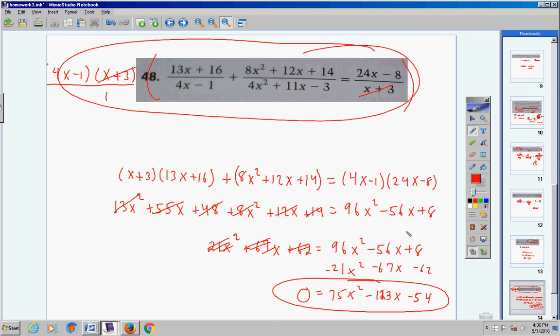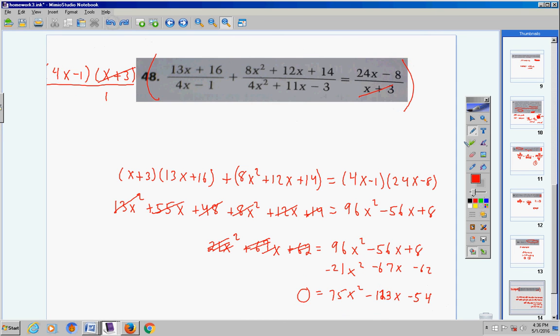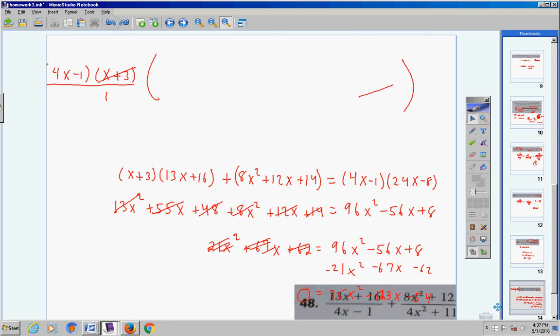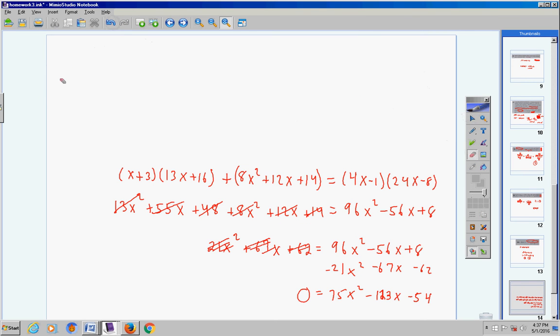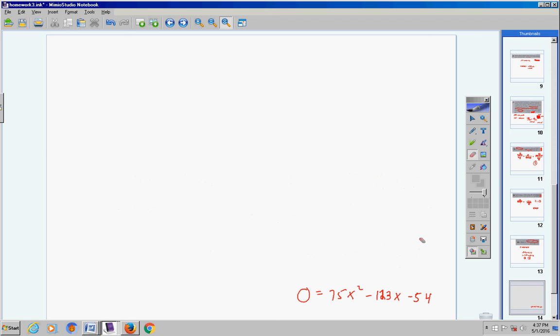Okay, so let's go ahead and clear off the screen here and get some room to work. Now, you can factor this, and feel free to if you want to. I'm usually a very big fan of factoring. However, in this case, you're going to have to take 75 times negative 54, then try to find factors for that number, that's going to be really tough to do. So in situations like this, I'm going to use the quadratic formula.